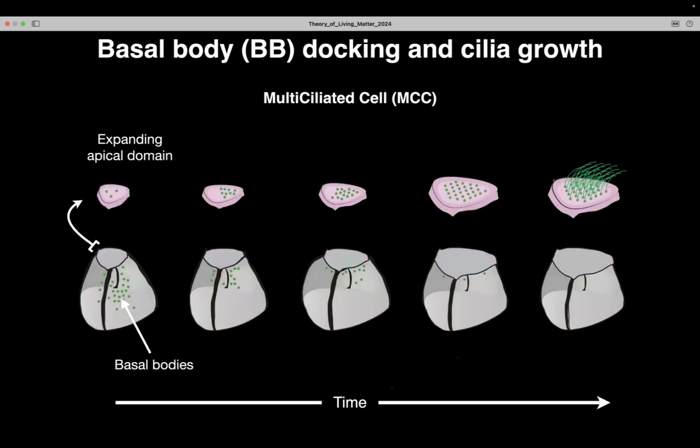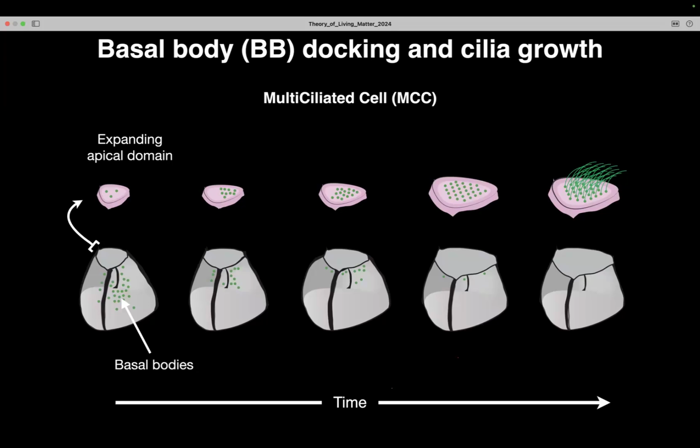Another aspect we have to consider is that as basal bodies move towards the apical surface, the apical side of the cell is also expanding to accommodate the increasing number of basal bodies.